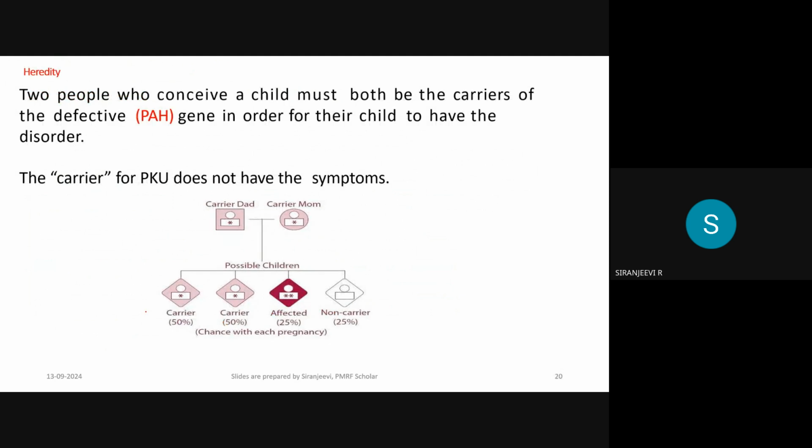As we know, hereditary phenylketonuria is an autosomal recessive disorder. So if there is a carrier father and a carrier mother, only one out of four children will have this disease, because this is an autosomal recessive disorder. Usually the carrier does not have any symptoms of phenylketonuria.